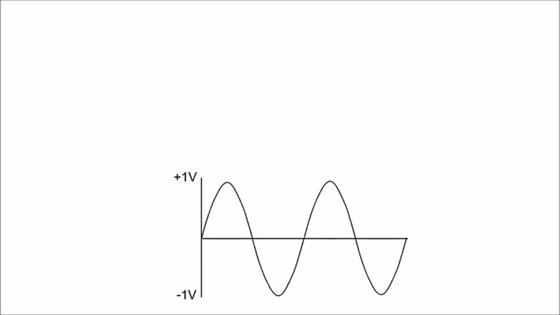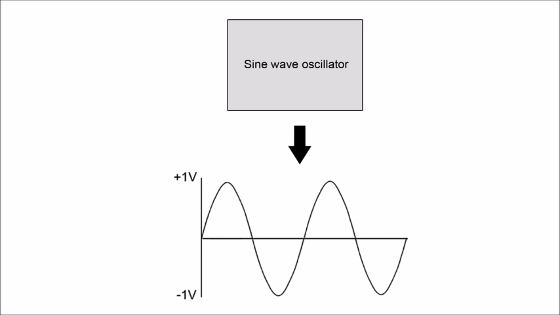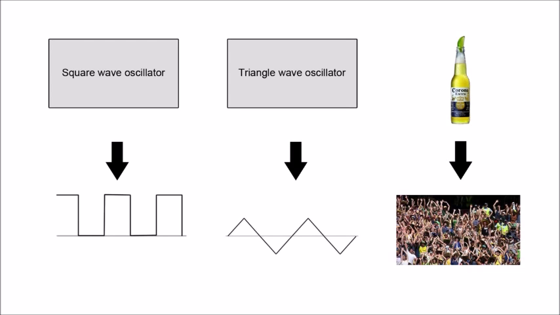For example, here's a sine wave that is oscillating from +1 volt to -1 volt back and forth. An oscillator is a circuit that would generate a repetitive back and forth waveform like this. And just so you know, it doesn't necessarily have to be a sine wave. An oscillator can generate a square wave, triangle wave, Mexican wave, whatever.